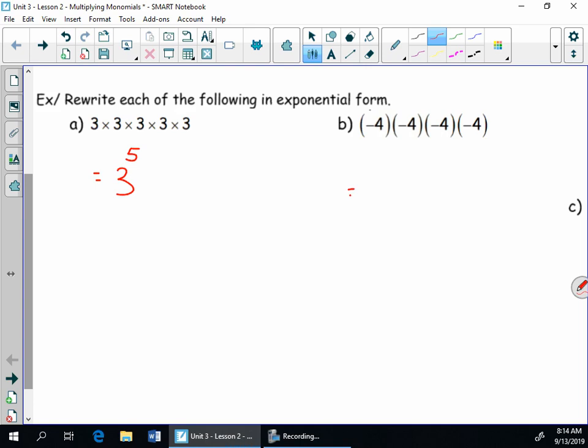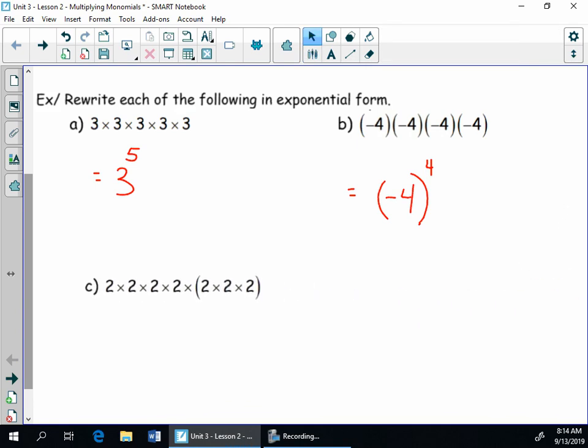In B, we've got the number -4, and we've got it 4 times. Now, if we were to write this down, it actually wouldn't be right, because the 4 exponent is not acting on the negative sign right now. I need those brackets in there to remind myself I need 4 -4's.